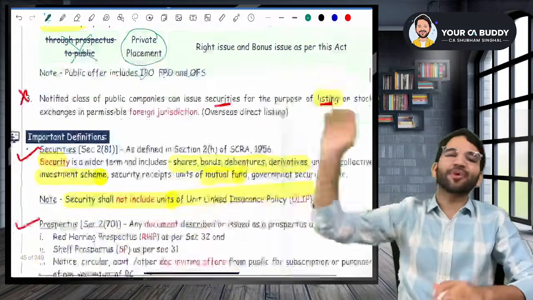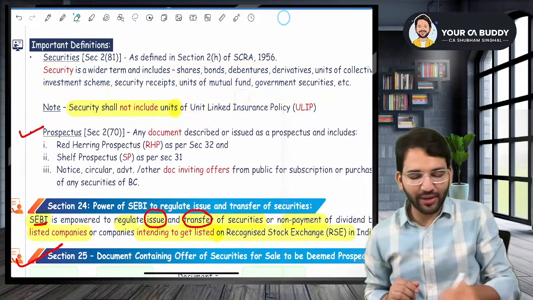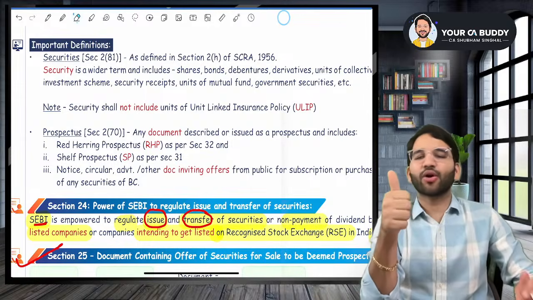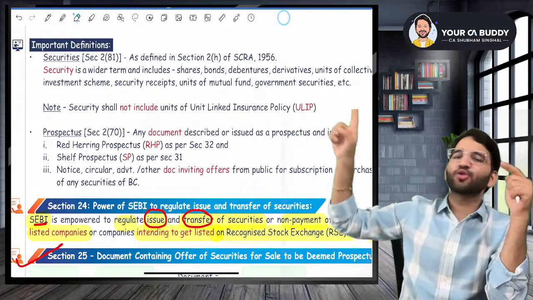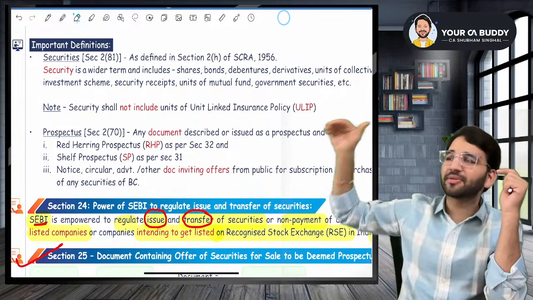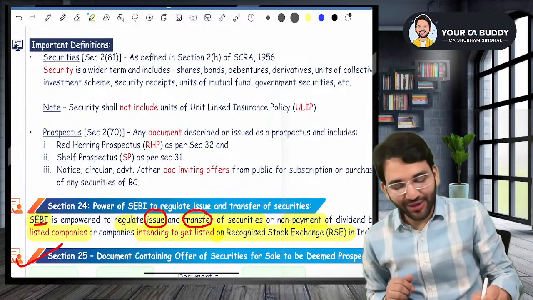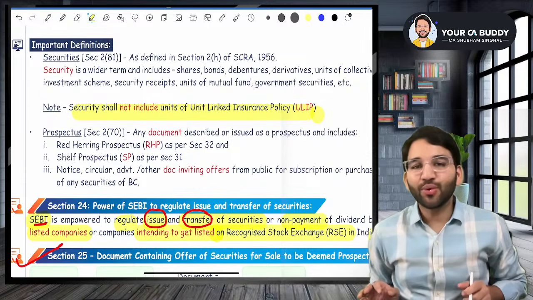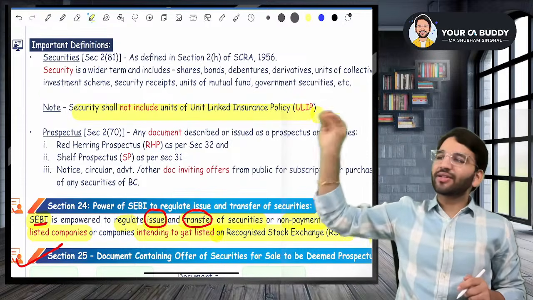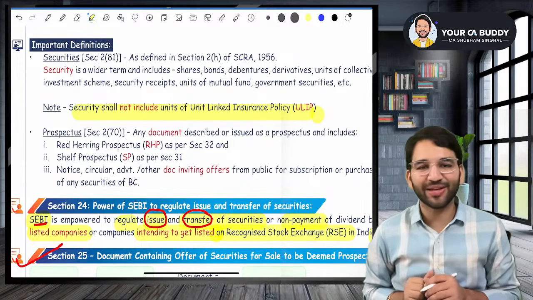After that, coming to the next point, security. What is the definition of security? You have to ensure that you remember this. Securities include bonds, debentures, shares, units of mutual funds, units of collective investment schemes, and a lot of other things. But one thing is not included in security: a unit of a unit-linked insurance policy. The units of ULIP will not be considered as a security. This might come in your exam as an MCQ.